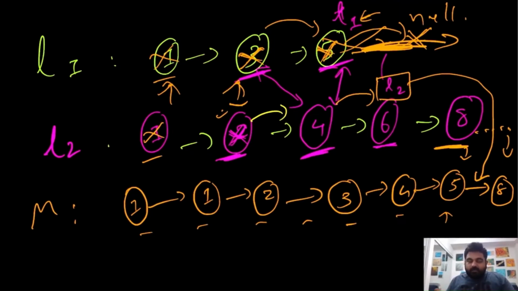Now what would be the tricky part in this one? The tricky part in this one would be that because in this merged linked list we are iterating over here, at the end we would be somewhere at the last position.